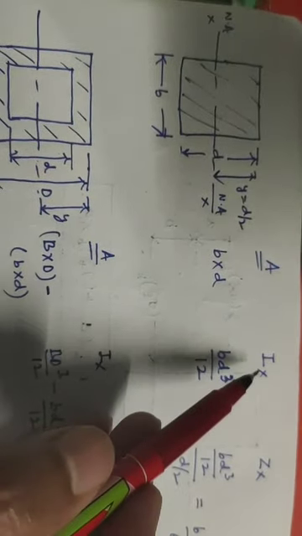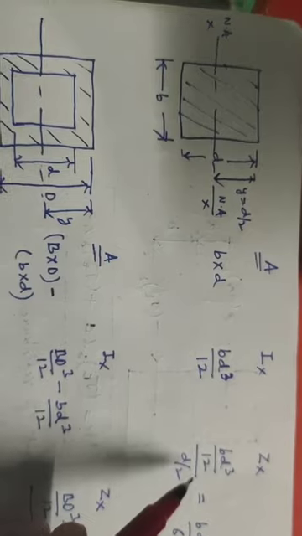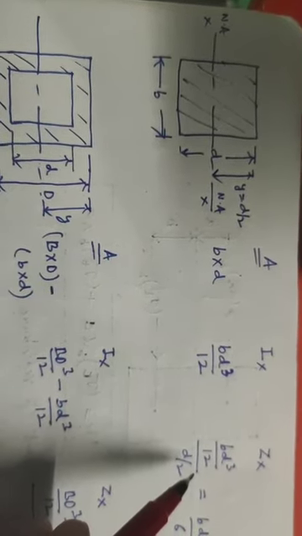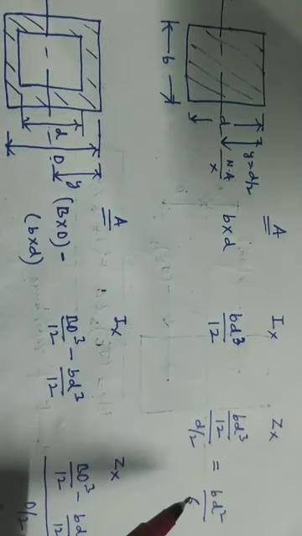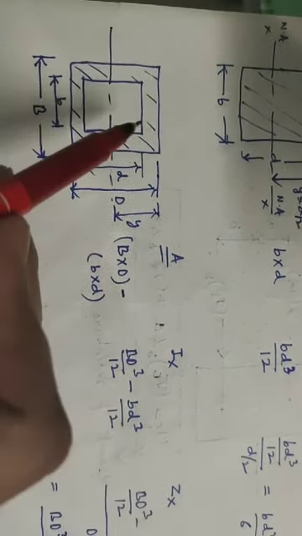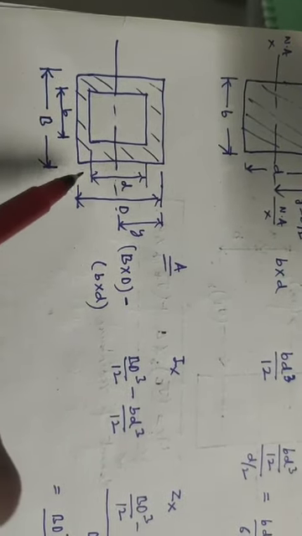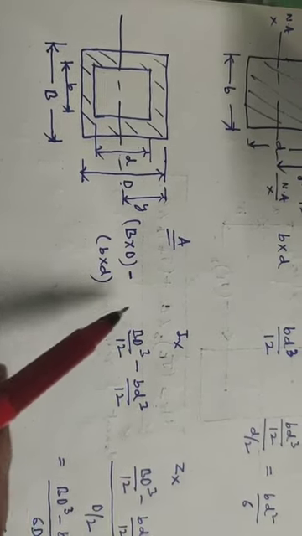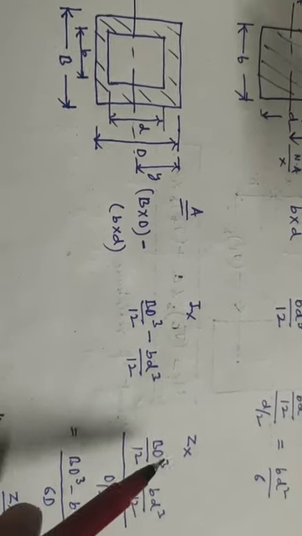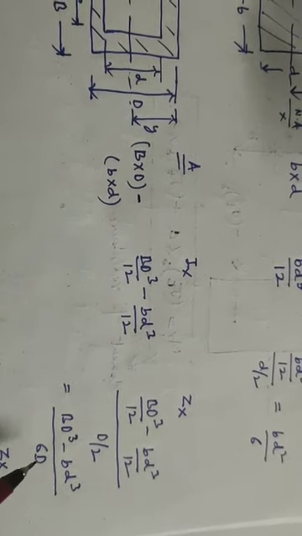And what is the section modulus? That will be equal to I, that is BD cube upon 12, divided by the maximum distance of the outer fiber from the neutral axis. So that y will be equal to D by 2. So we'll get BD square by 6. If that is a hollow section, the area will be capital B into capital D minus small b into small d, the moment of inertia is outer minus inner, and the Z value comes out to be BD cube minus bd cube upon 6D.